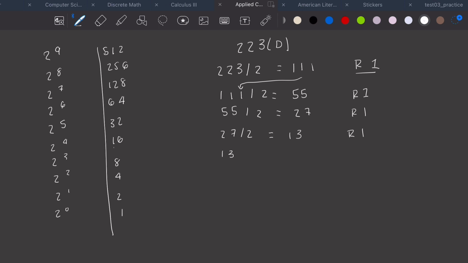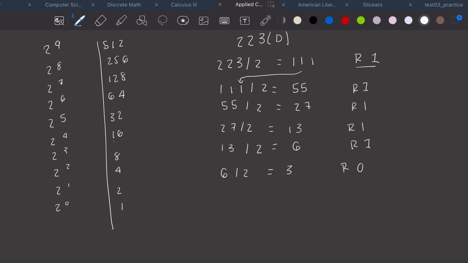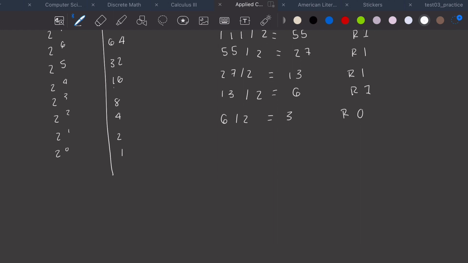13 divided by 2 is equal to 6 with a remainder of 1. 6 divided by 2 is equal to 3, and this has a remainder of 0. Then 3 divided by 2 is equal to 1, and this has a remainder of 1. And then 1 divided by 2 is equal to 0 with a remainder of 1.